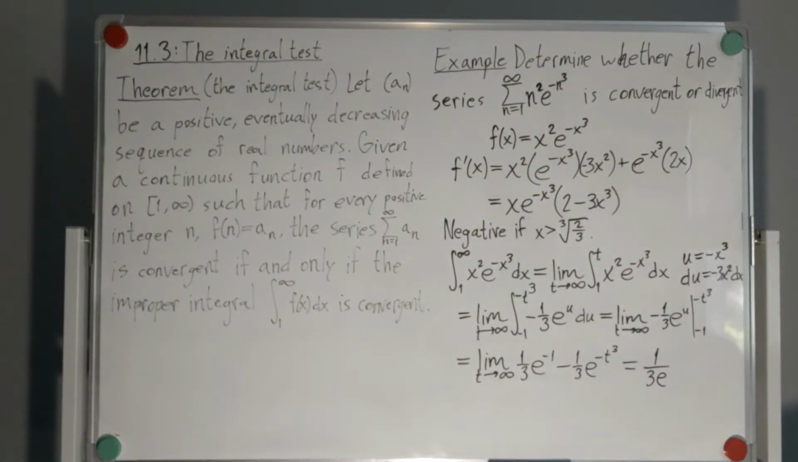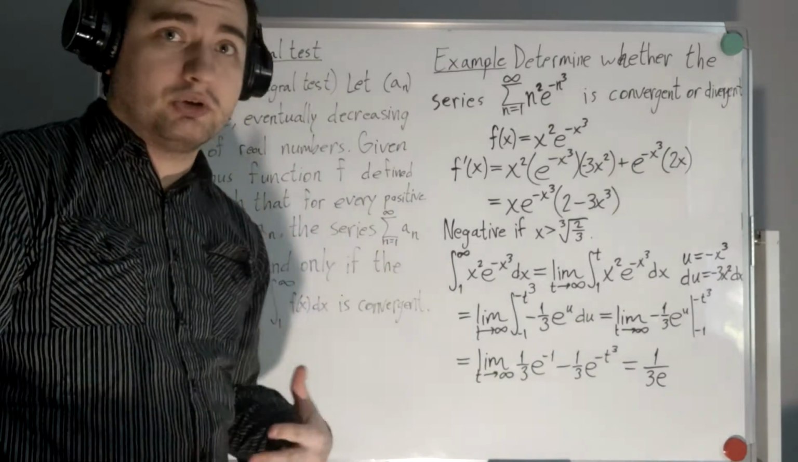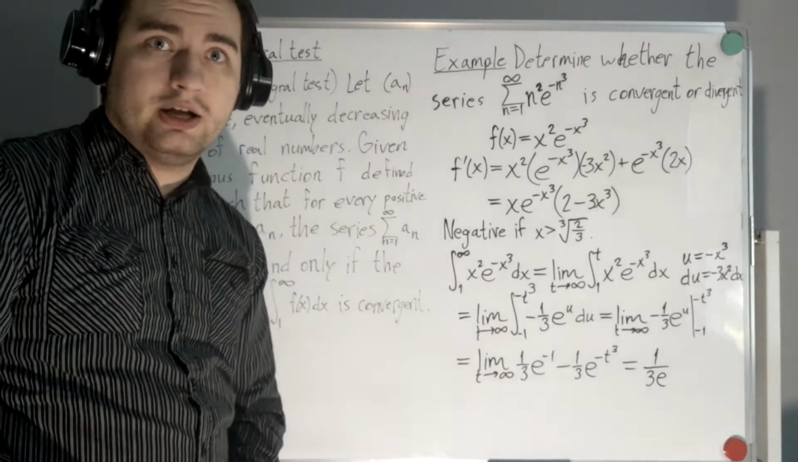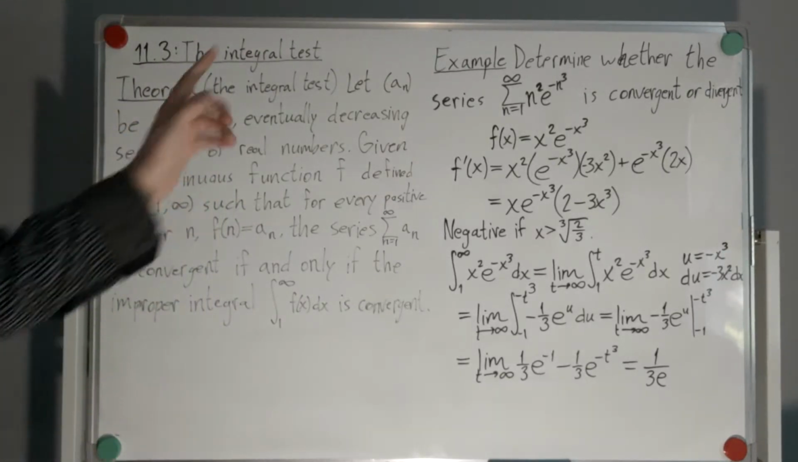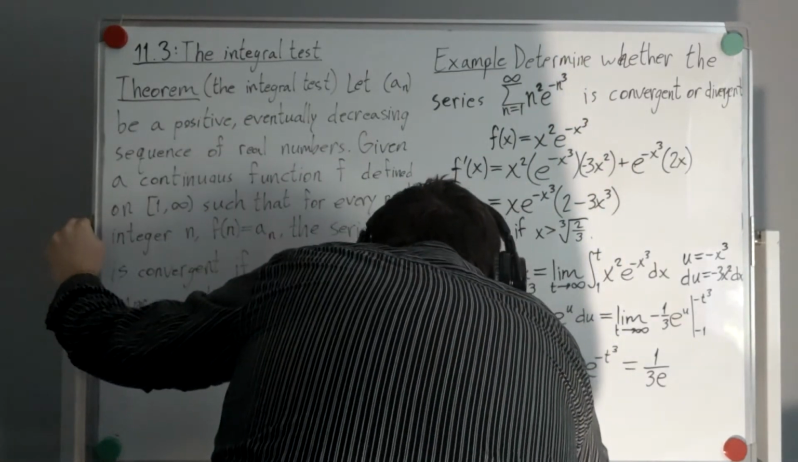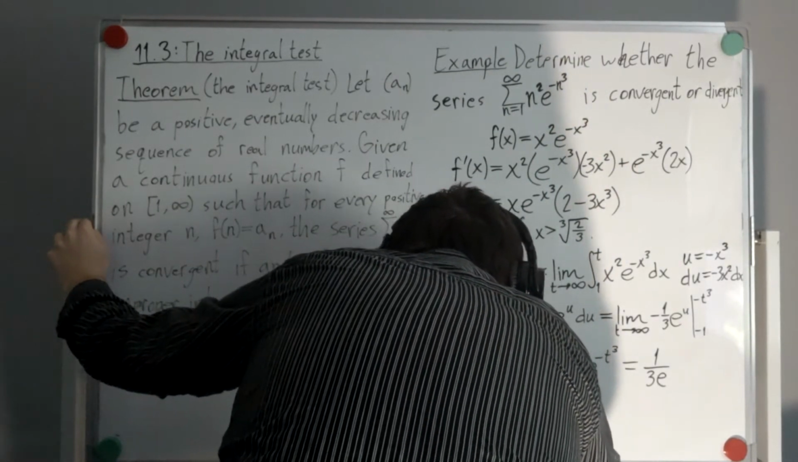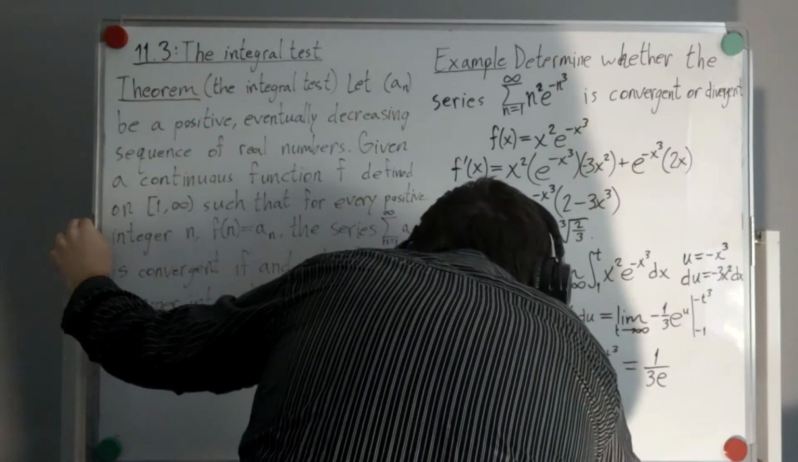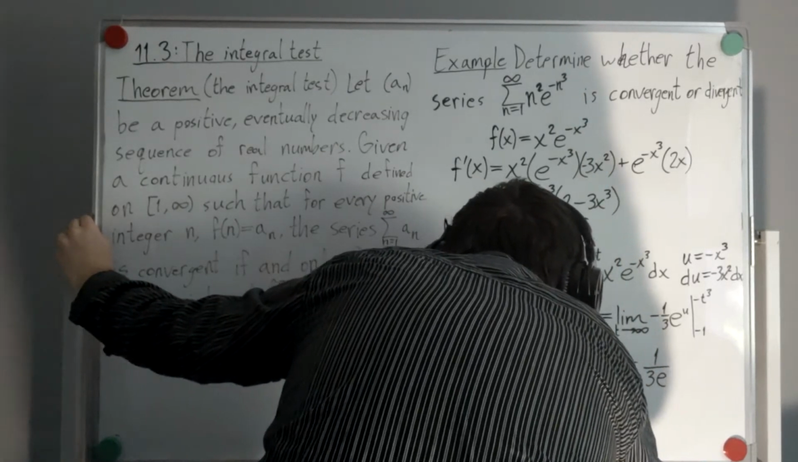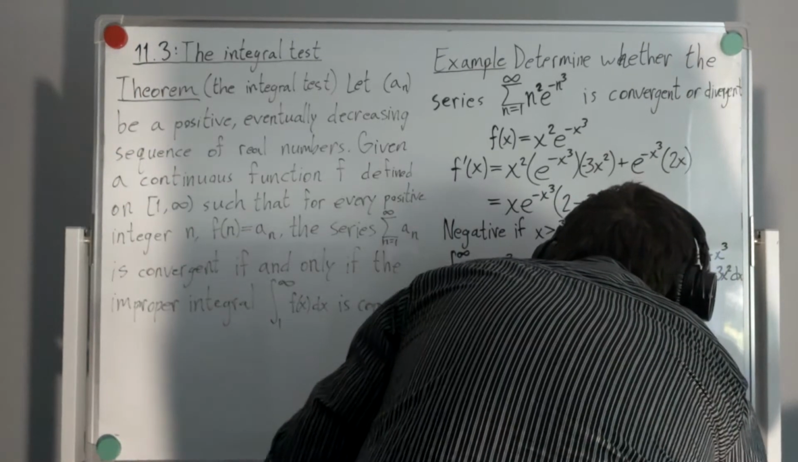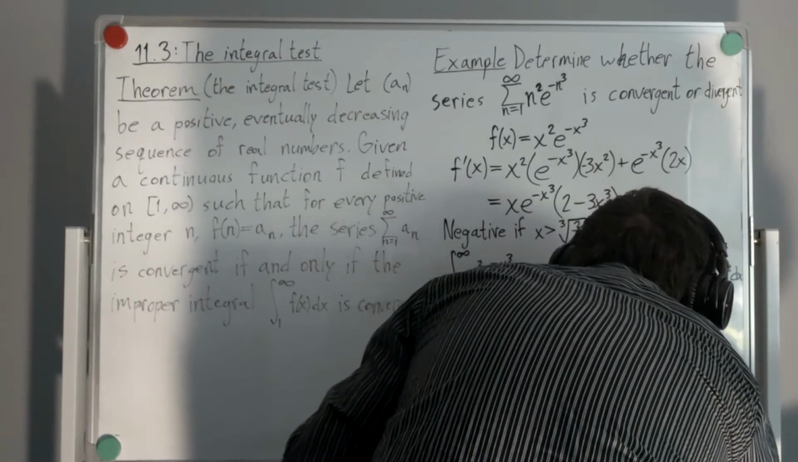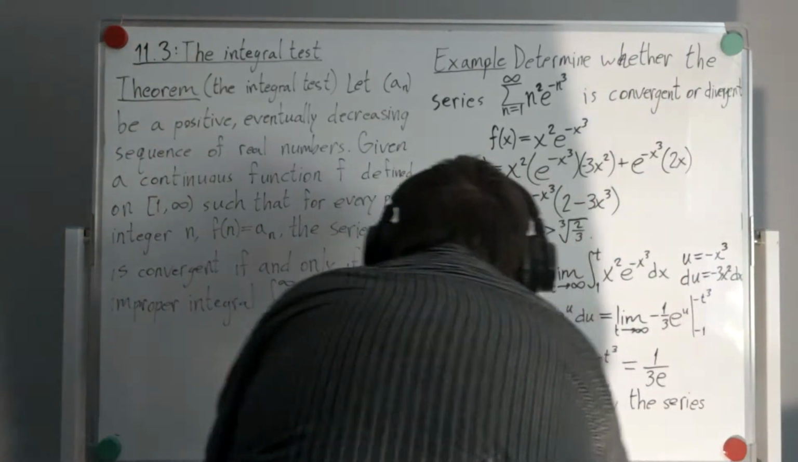Okay? And so that shows that this improper integral is convergent. If the improper integral is convergent, then according to the integral test, the series is also convergent. So by the integral test, the series is convergent.